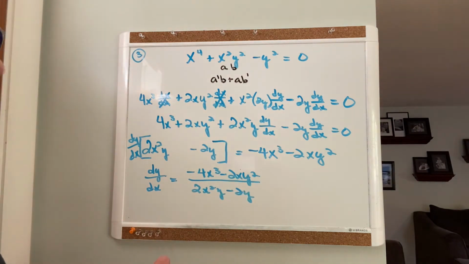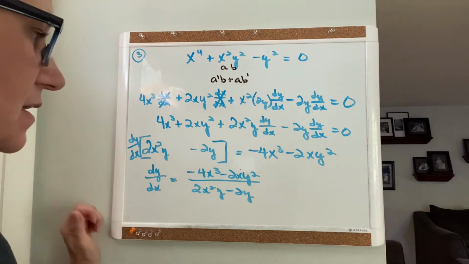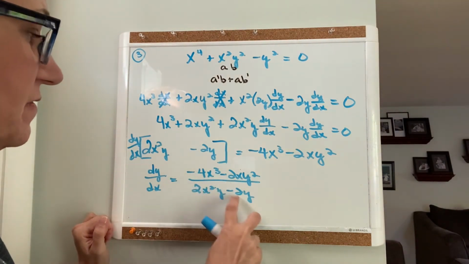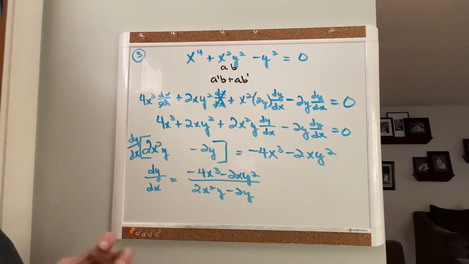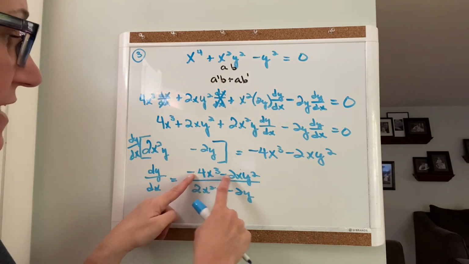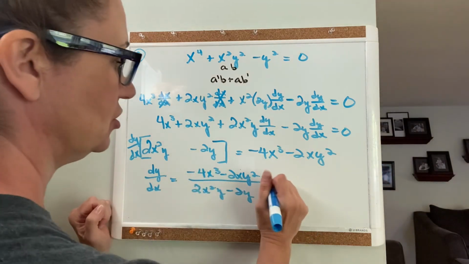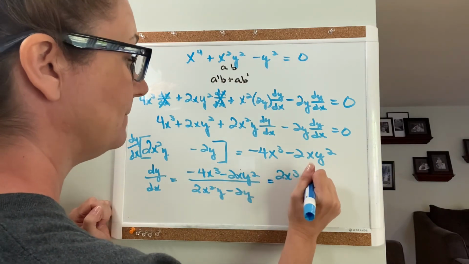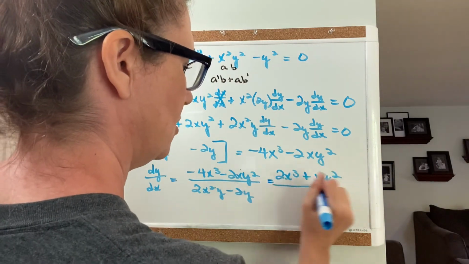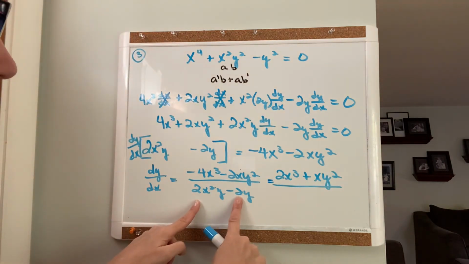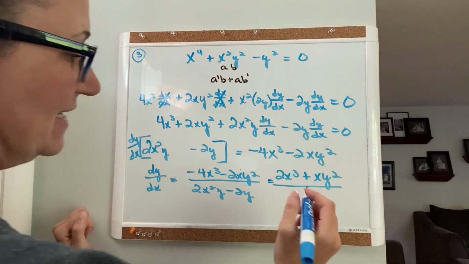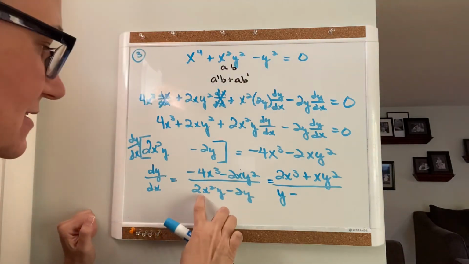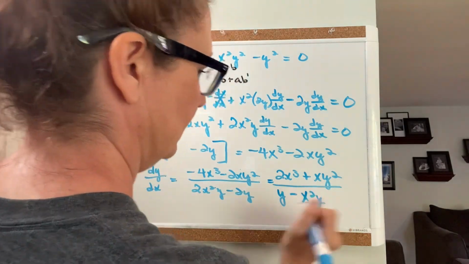Now I want to clean this answer up. Not that it's wrong, but we can clean it up a little bit. All 4 of these terms are divisible by 2, but because my leading coefficient's negative, I'm actually going to divide all 4 of these by negative 2. So if I divide each one by negative 2, I get 2x to the 3rd plus xy squared all over. Now if I divide each of these by negative 2, this becomes negative and this becomes positive, so I'm going to switch them. So if I divide by negative 2, I get y minus x squared y.